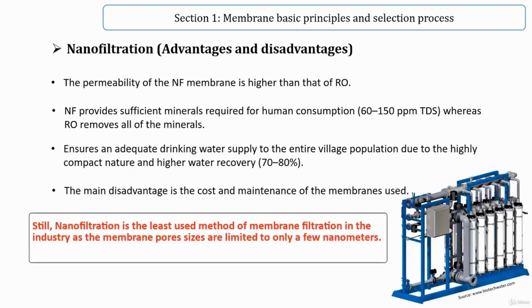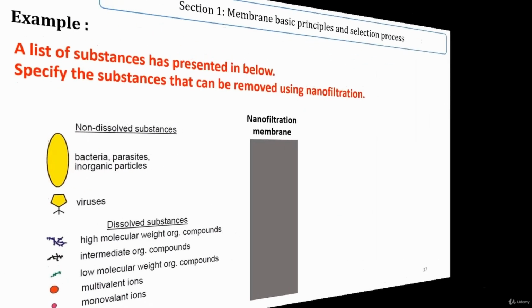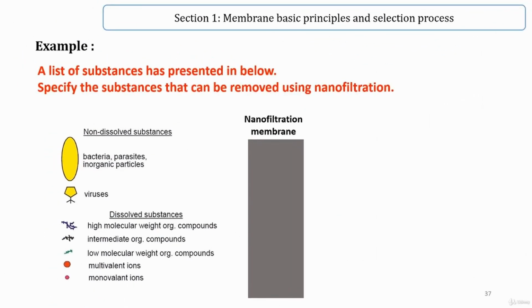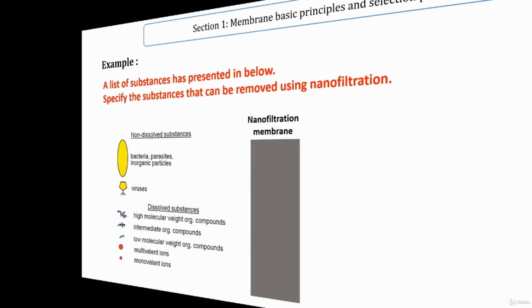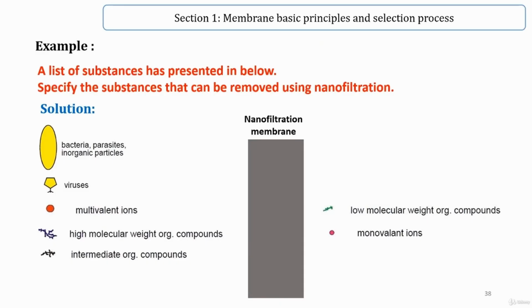Still, nanofiltration is the least used method of membrane filtration in the industry, as the membrane pore sizes are limited to only a few nanometers. Now the example has been repeated for nanofiltration and you can easily answer it. Specify the substances that can be removed using nanofiltration. Let's look at the answer. As you can see, monovalent ions and low molecular weight organic compounds can pass through the membrane and the remaining can be removed using nanofiltration.